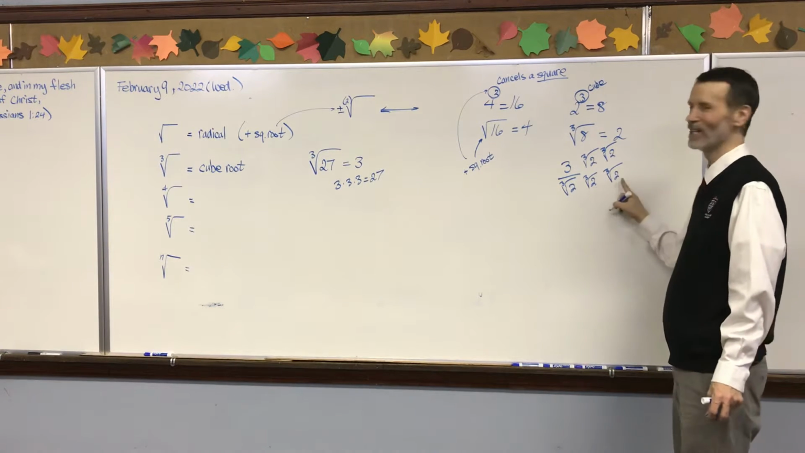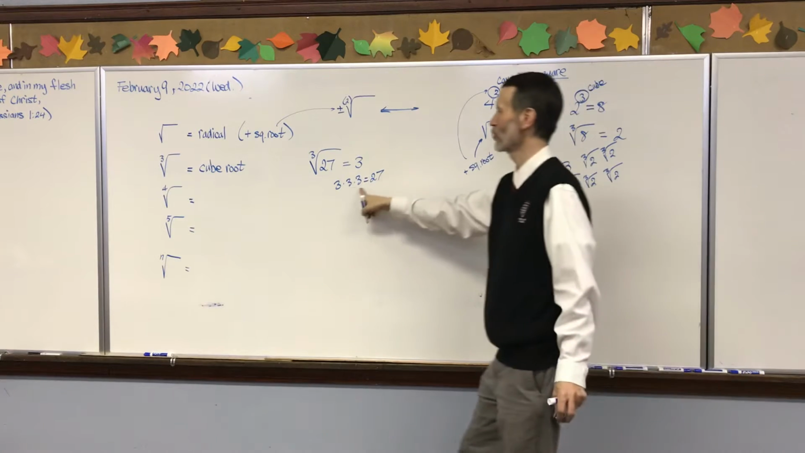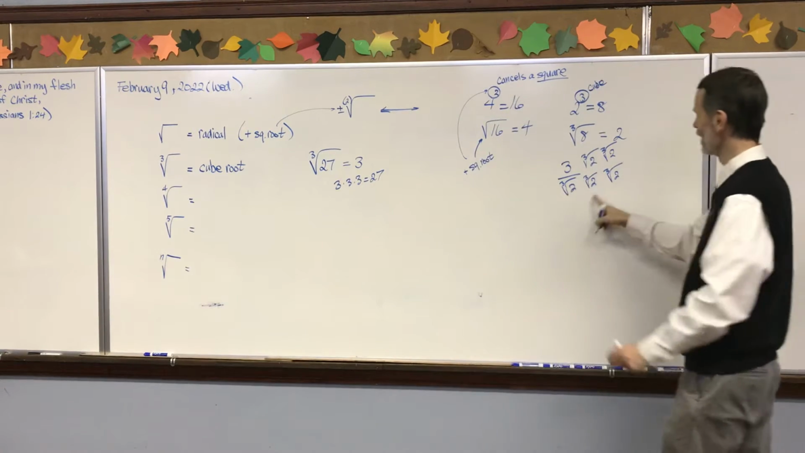For a cube root, you need to multiply. Remember, you're trying to find a number that goes 3 times, not 2. So you can do this.